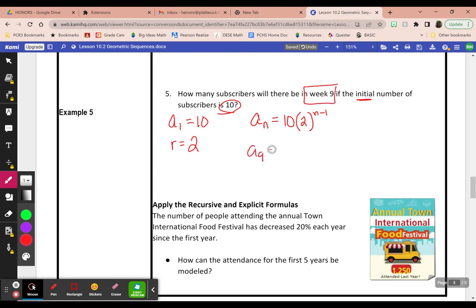So a sub 9 equals 10 times 2 to the 9 minus 1. And if we do that, we end up with A sub 9 equals 2,560 subscribers.